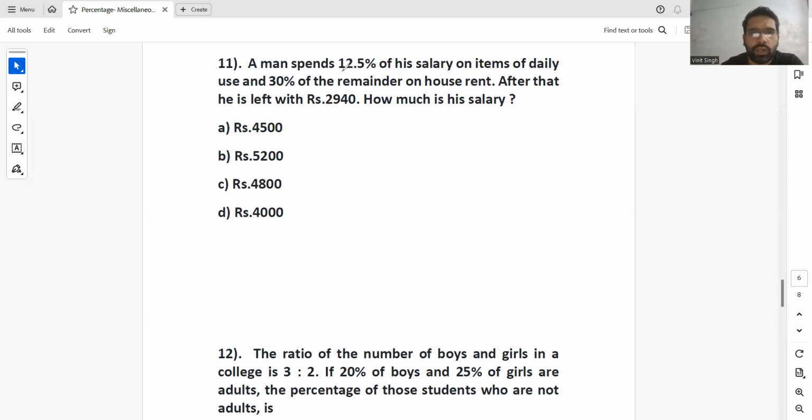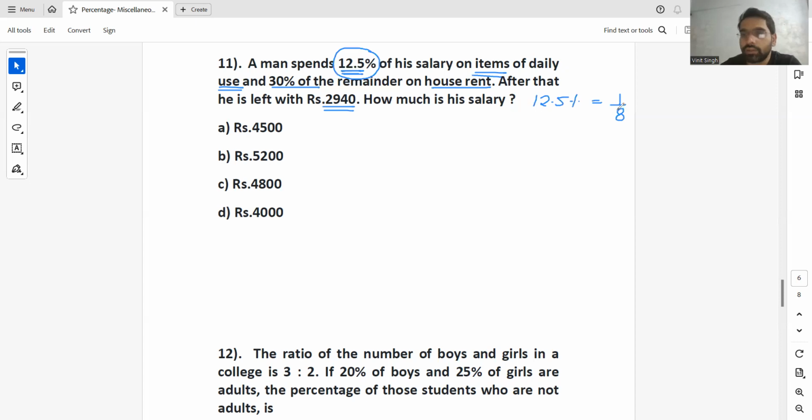A man spent 12.5% of his salary on items of daily use, 12.5%, and 30% of the remainder on house rent. After that, he is left with 2,940. How much is his salary? Now, in this case, the value given is 12.5%. And we know that the fraction value of 12.5% is 1 by 8.